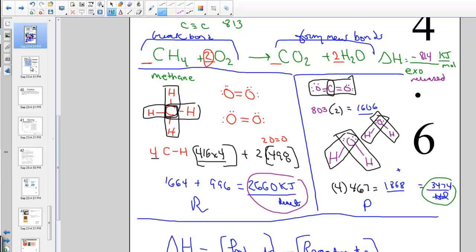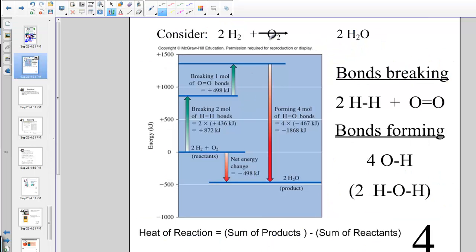Let's take a quick peek at a next example. This is an example where, this didn't print just right, 2 molecules of hydrogen and a molecule of oxygen are combining to form water. And remember, there's 2 moles of water, 2 moles of H's. So when I consider what's breaking, on the reactant side, I have 2 molecules of HH and 1 molecule of O double bond O.